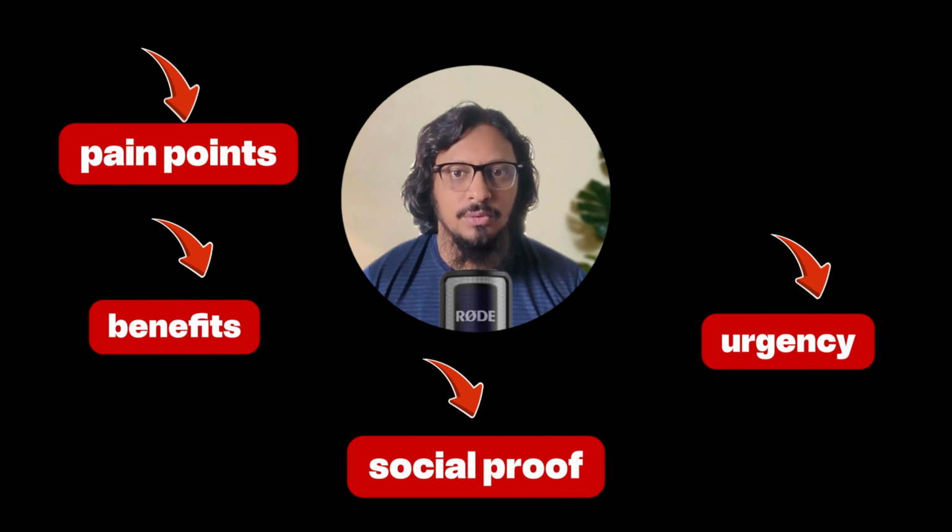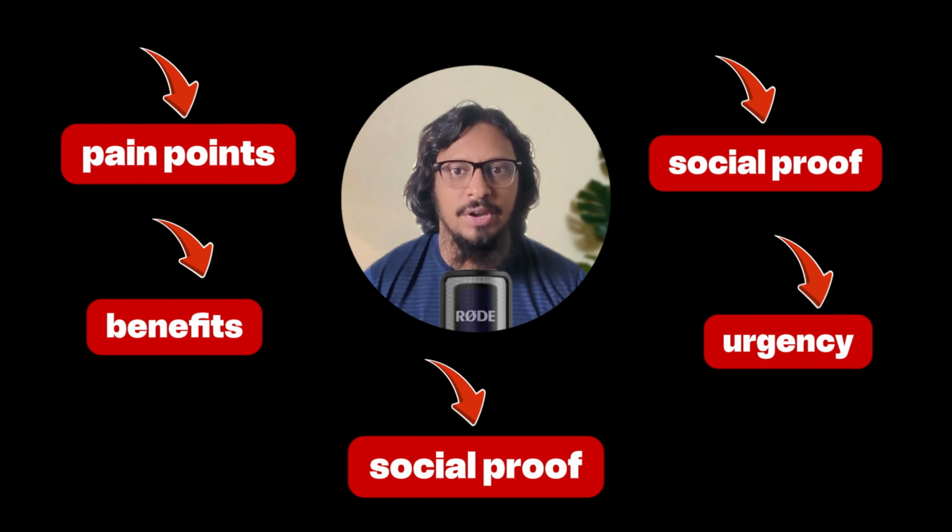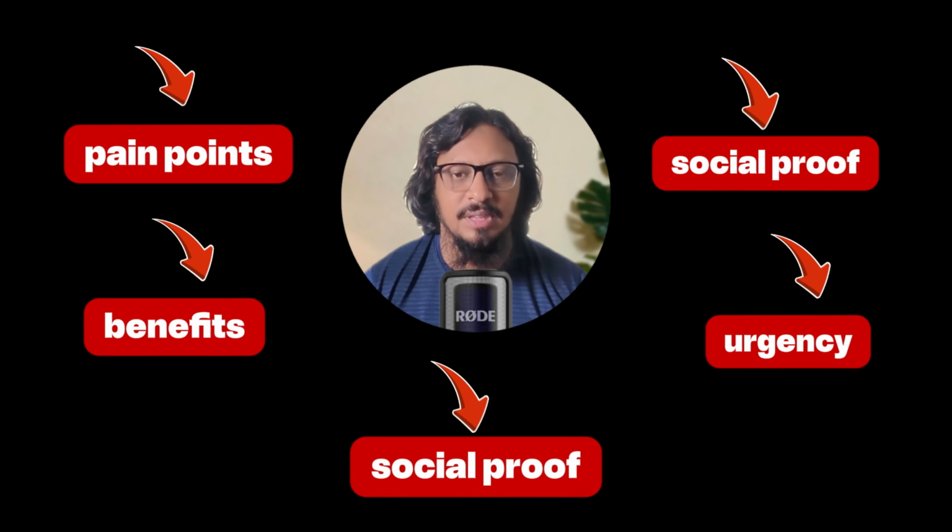But here is the trick most people miss. Don't ask AI for one ad. Ask for 5 different angles. One focused on pain points, one focused on benefits, one focused on social proof, one focused on urgency, and one focused on curiosity. Now you have multiple variations to test instead of putting all your hopes into a single ad. And that's important because winning Facebook advertisers test everything.